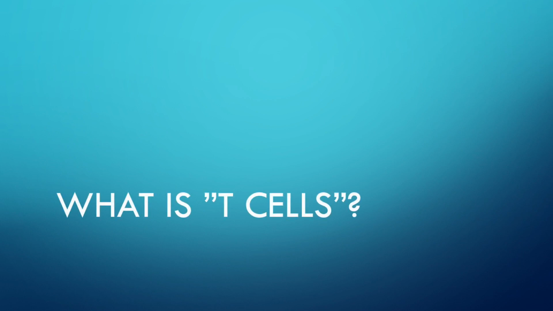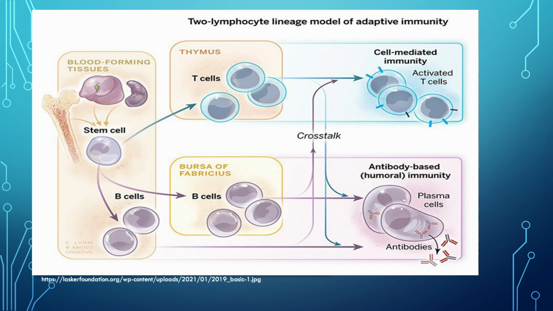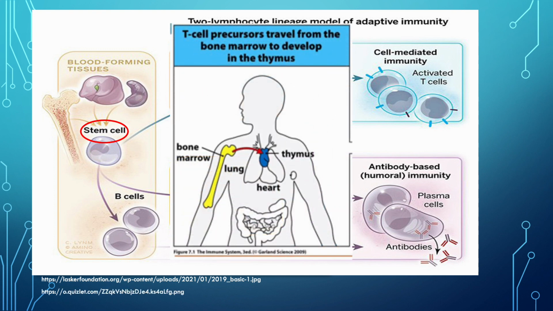Let's start with T cells. Do you know what T cells are? The vertebrate immune system contains two major types of lymphocytes, T cells and B cells. They arise from pluripotent hematopoietic stem cells in the bone marrow. T cells in the bone marrow are immature, and they must go through a very complicated process in the thymus. So they migrate from the bone marrow via the blood to the thymus.